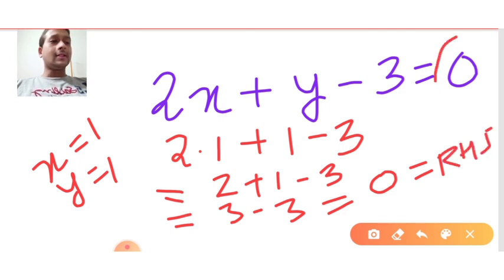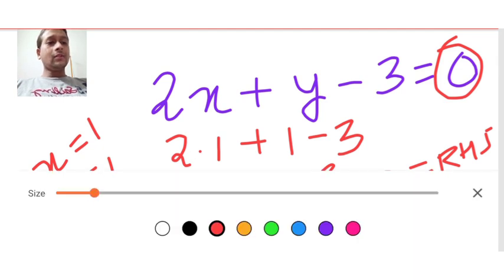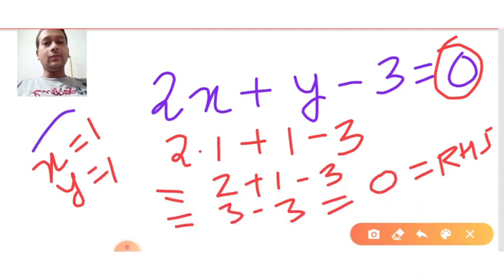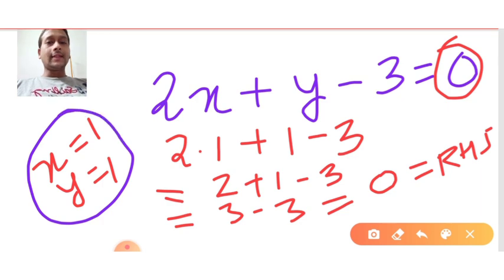The right hand side was 0. Okay, so what we can say, for this value x equal to 1 and y equal to 1 satisfies this linear equation, twice x plus y minus 3 equal to 0. So this will become a solution of this linear equation.